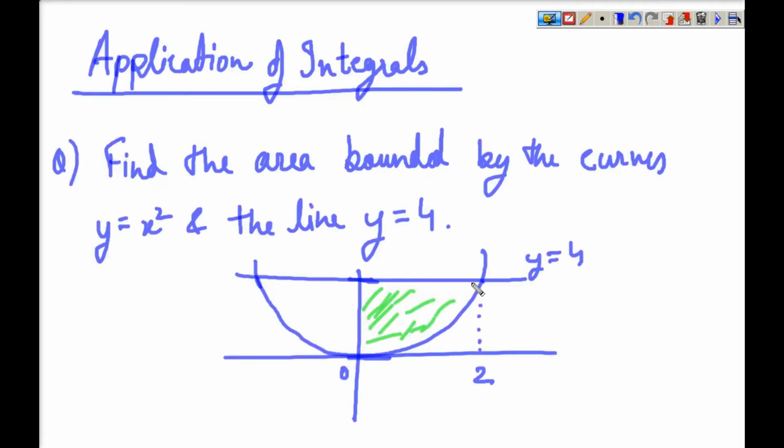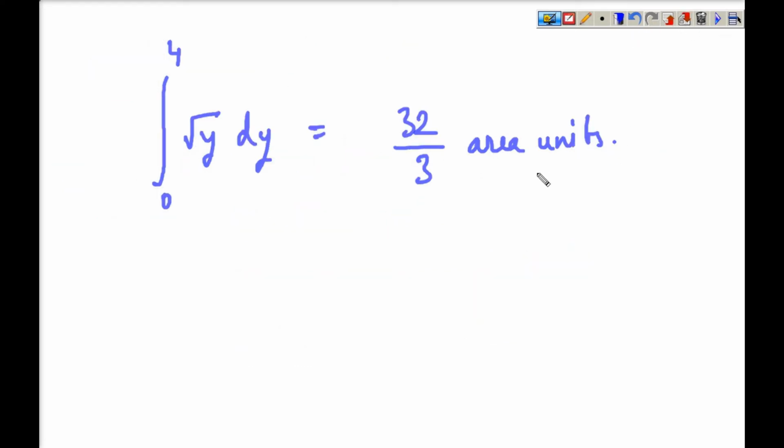So now we understand where we have to apply the y limits and where we need to apply the x limits. So let's solve another question. So we need to find the area between two curves.